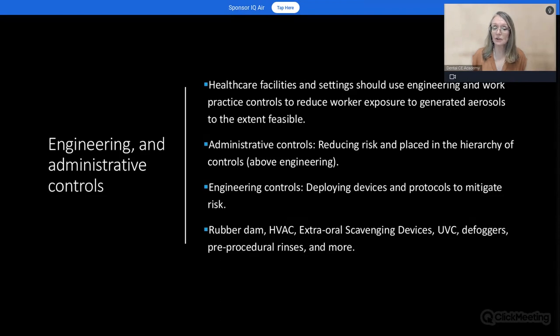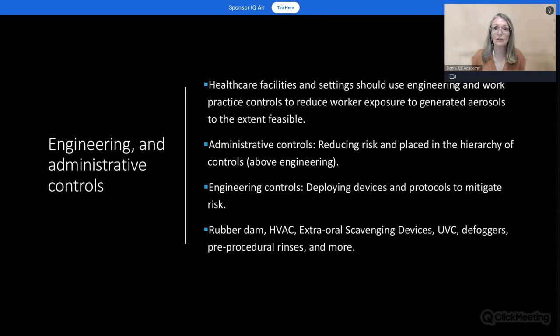So with your administrative controls, again, we want to reduce risk and place these in the hierarchy of controls, because patients walking in with any virus could be shedding virus or spreading it through the air with tidal volume breathing and so forth. So the more you can keep that reduced, the better. Again, it's all about reducing risk.